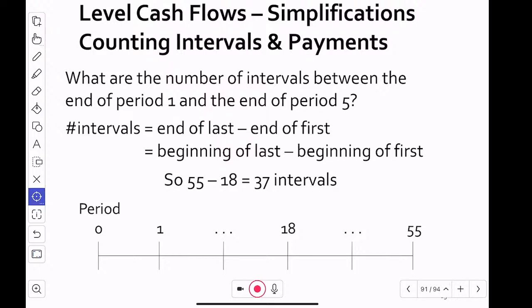This also applies if you want to go from the beginning of the last period. That would be 54. That would be at the beginning, wouldn't it? So if this was 17 and this was 54, this would correspond to the same period. The beginning of the 55th period is 54. The beginning of the 18th period is 17. You do the same thing: you just subtract them and you get 37.